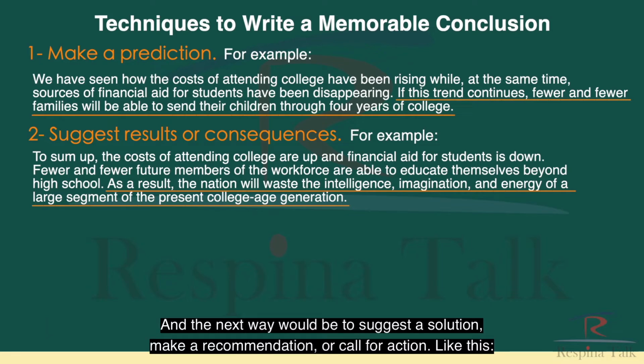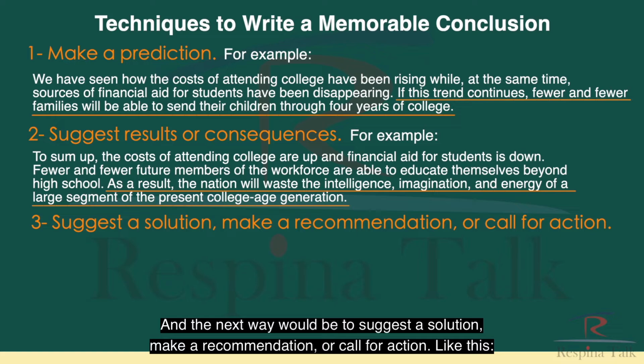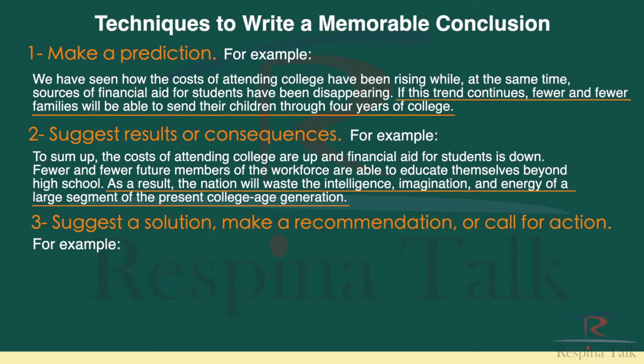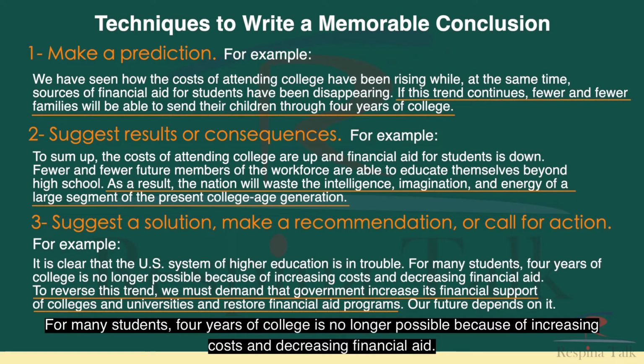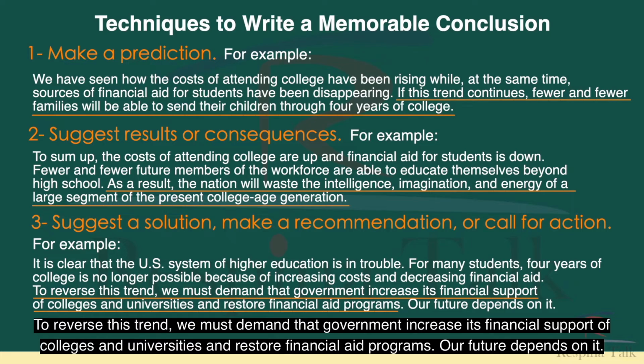And the next way would be to suggest a solution, make a recommendation, or call for action, like this. It is clear that the U.S. system of higher education is in trouble. For many students, 4 years of college is no longer possible because of increasing costs and decreasing financial aid. To reverse this trend, we must demand that government increase its financial support of colleges and universities and restore financial aid programs. Our future depends on it.